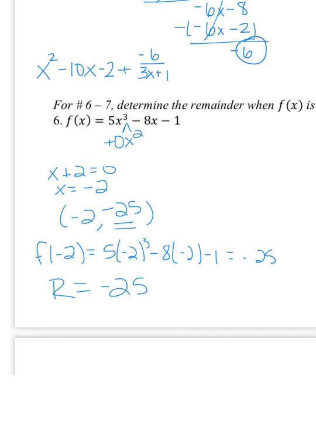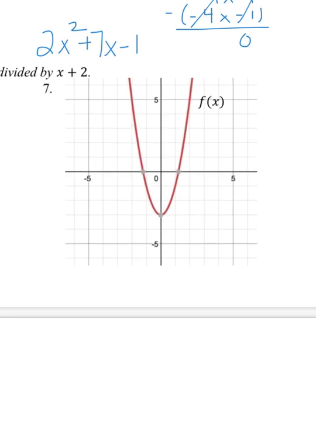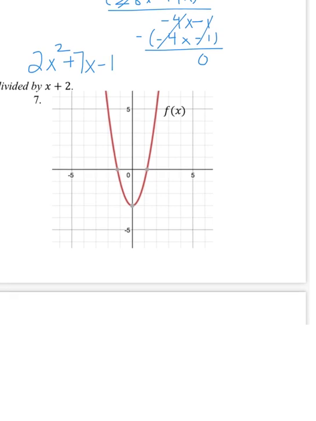Okay? Again, you can go through and do the whole long division if you want to, but you really don't need to because I don't want to know the quotient. I just want to know the remainder. Number 7, you can't do long division because you don't have the equation. Really, this is just a parabola shifted down 3 units, so you could do long division if you get the equation, but that's neither here nor there.